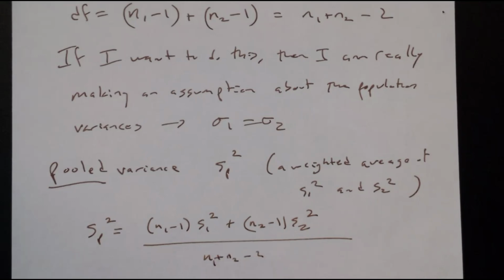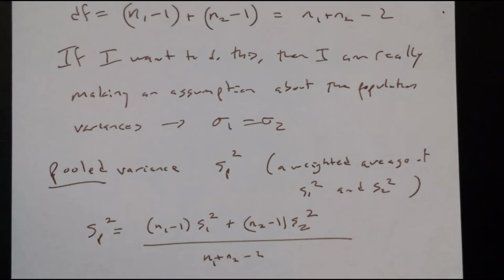takes the first variance, multiplies by the degrees of freedom from that group, takes the second variance, multiplies by the degrees of freedom from that group, and adds them together. And then divides by the total degrees of freedom that you wanted to use, Alessandro, right? So I have n1 minus 1 times s1 squared, n2 minus 1 times s2 squared, and then I divide by n1 plus n2 minus 2. And this is what I use instead of sigma.